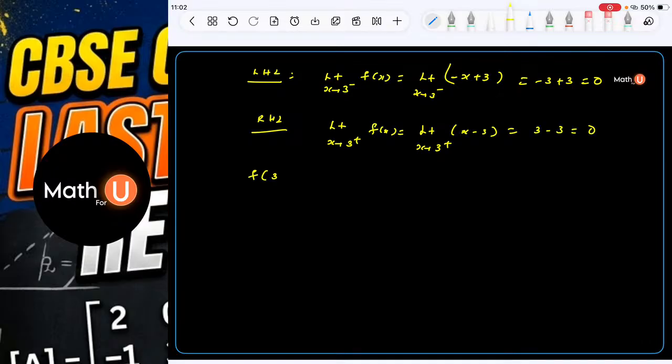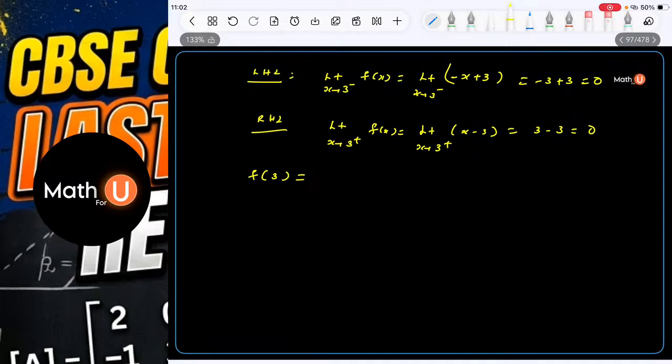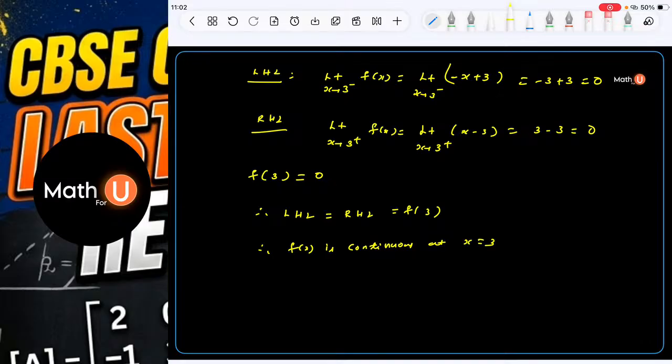And also the functional value f of 3. The equal to symbol is here, mod of 3 minus 3, 0. f of 3 is also 0. Therefore left hand limit equals right hand limit equals f of 3. Therefore f of x is a continuous function, continuous at x equal to 3. Now we have to check differentiability.